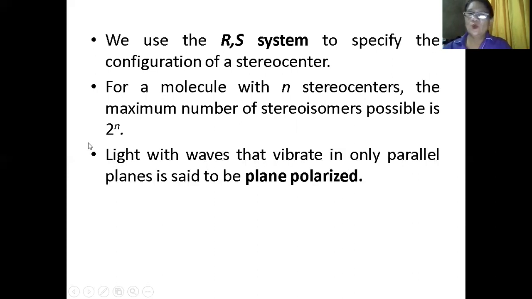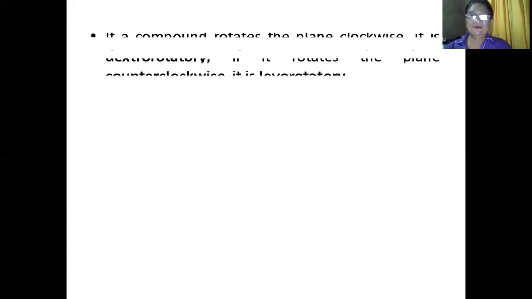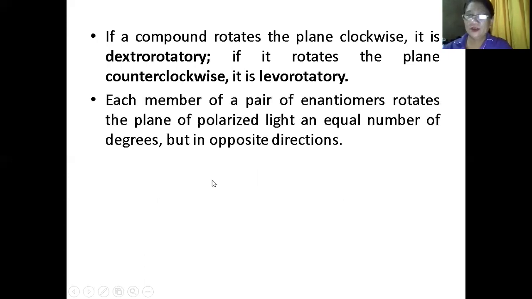Okay, this one. So what is the light that will predict its optical activity? It is the plane polarized light, in the polarimeter. So you will know if it will rotate to the left or to the right, meaning it is optically active. If a compound rotates the plane clockwise, it is dextrorotatory. If it turns counterclockwise, it is levorotatory. Each member of a pair of enantiomers rotates the plane polarized light by an equal number of degrees, so when you sum them, it will be 0. Both are in opposite directions.